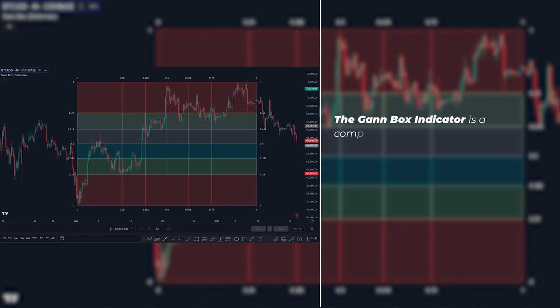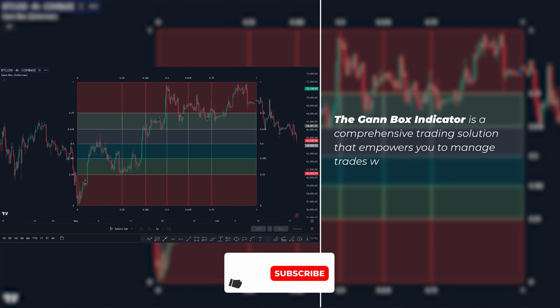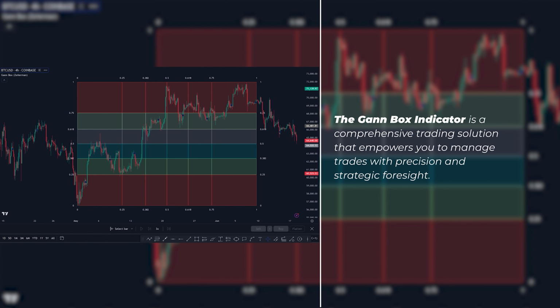The Gann Box indicator is a comprehensive trading solution that empowers you to manage trades with precision and strategic foresight. By integrating this indicator into your trading routine, you can significantly enhance your ability to make informed decisions, thereby increasing your potential for higher profitability.